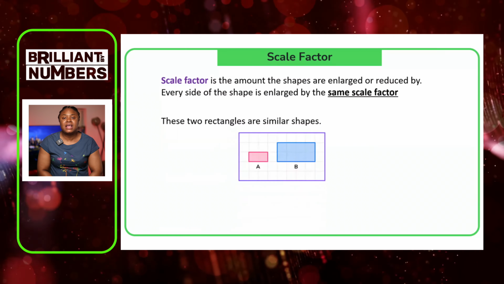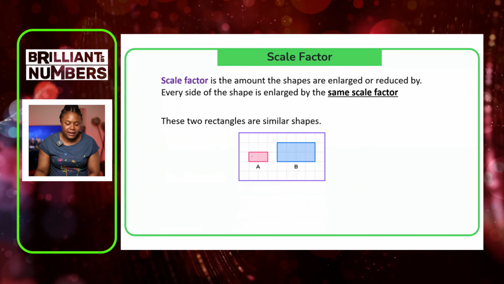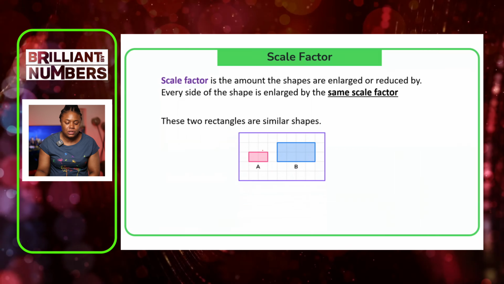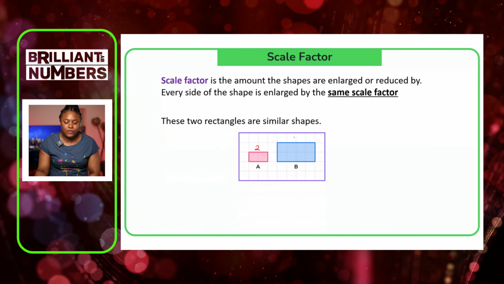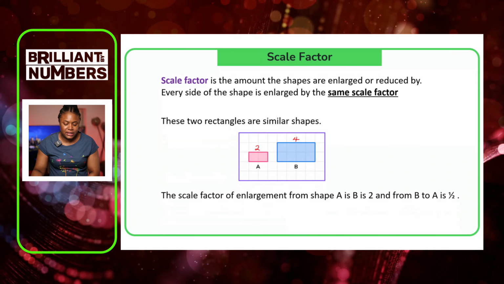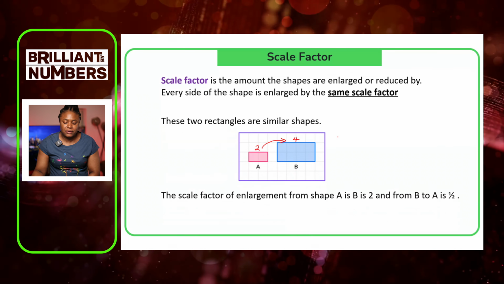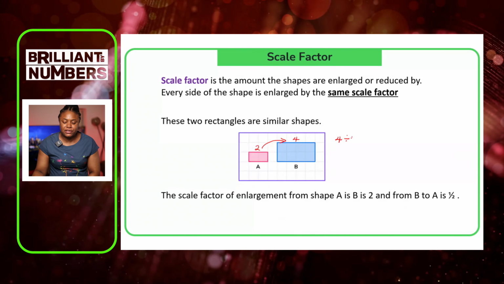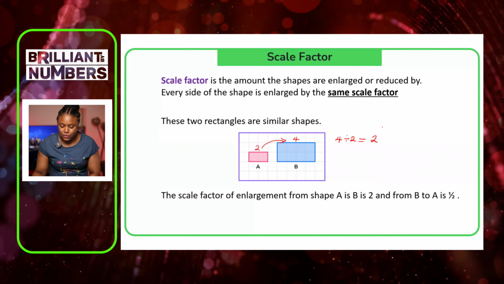Now let's have a look at these 2 shapes. So these 2 rectangles here, they are similar. If you look at shape A, we can count the squares: 1, 2 along, and 1, 2, 3, 4 for B. So if we check carefully, we could calculate how we get from 2 to 4. If we do 4 divided by 2, the scale factor that links them is 2.